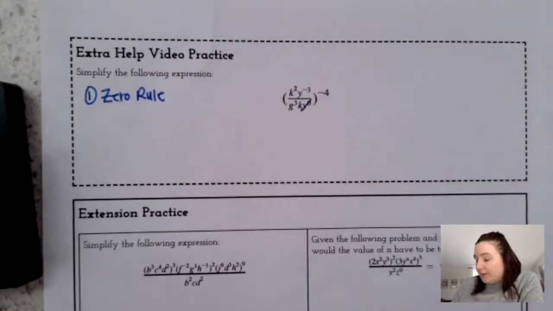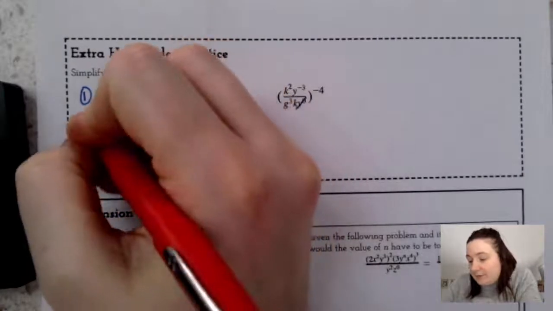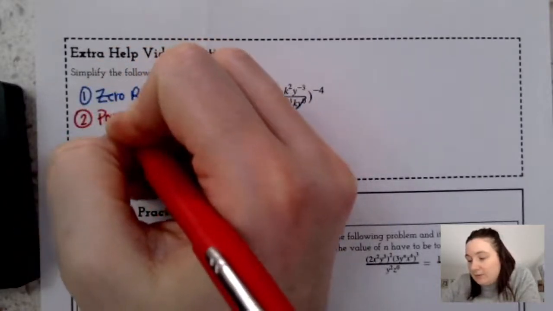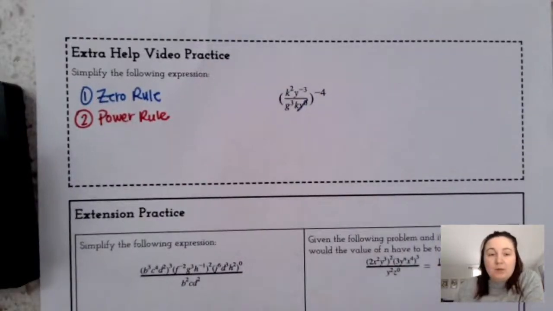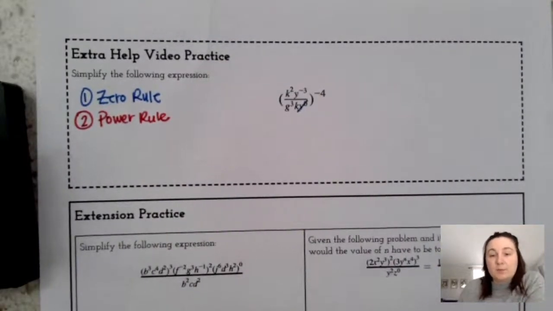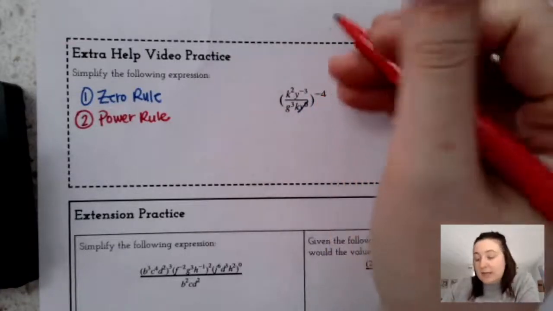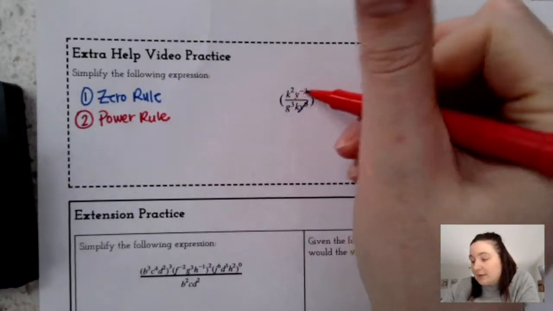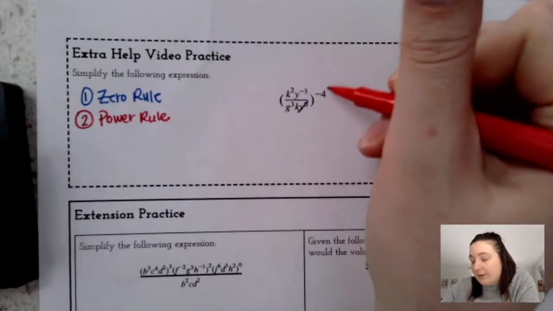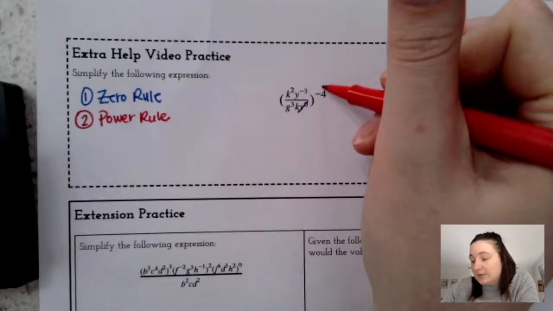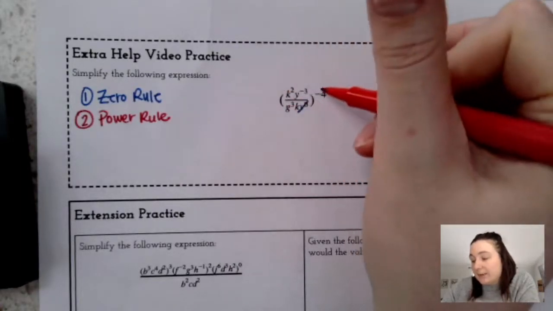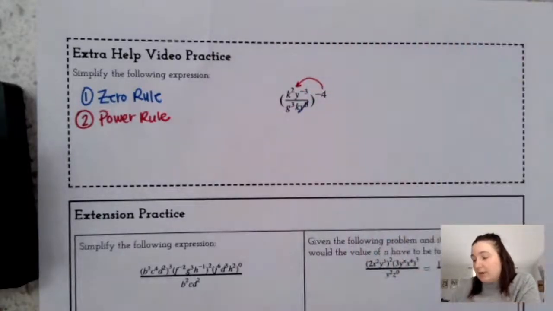My second thing that I always check for after that is the power rule. And the power rule is anything with exponents. Remember, or anything with parentheses, we want to multiply and distribute the exponents. And so in this case, I have exponents on the top and on the bottom, and then I have my -4 out here. And so that means I'm going to distribute to everything, top and bottom. So when I distribute, I multiply.